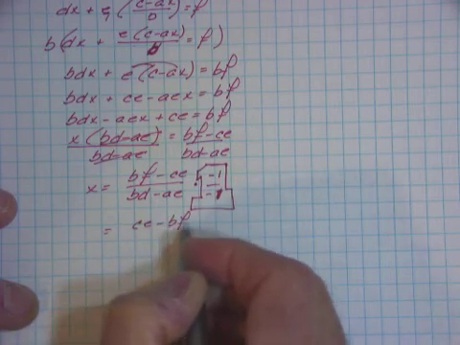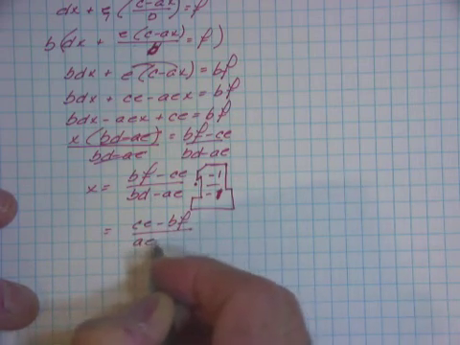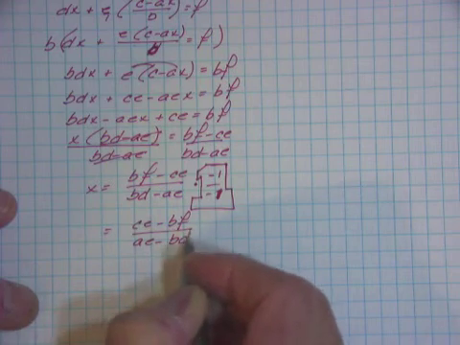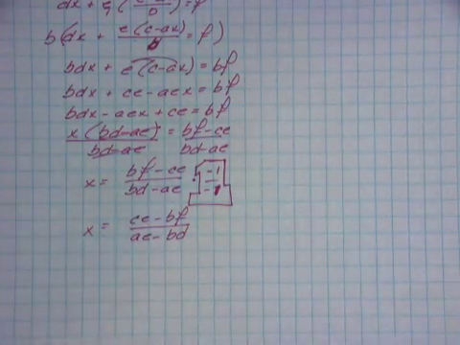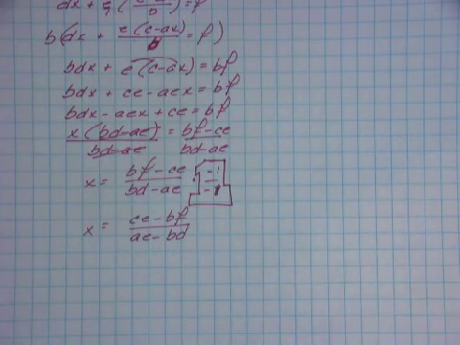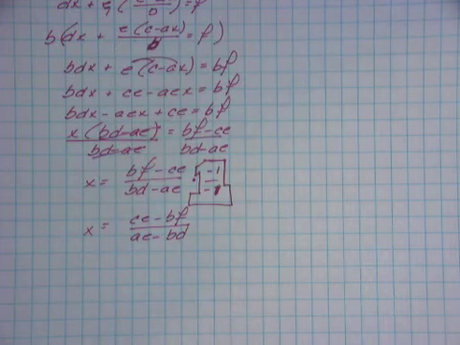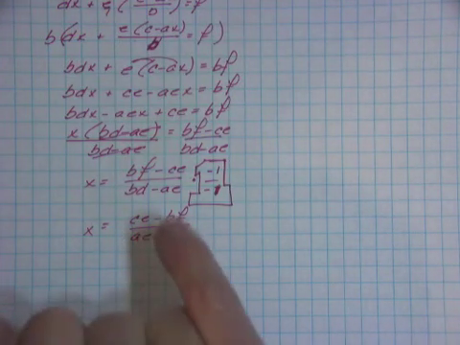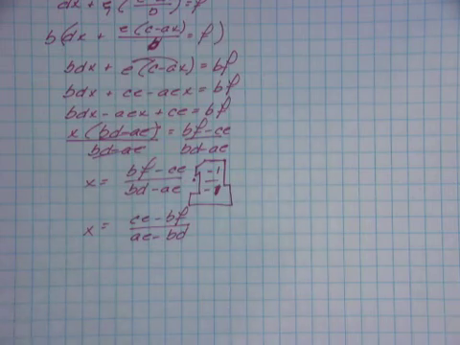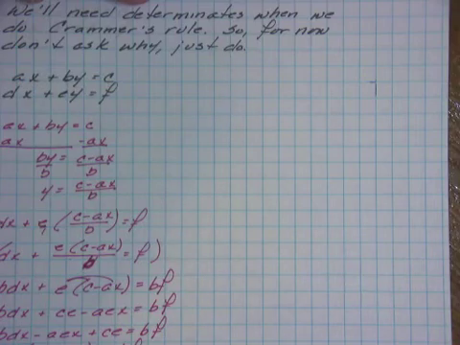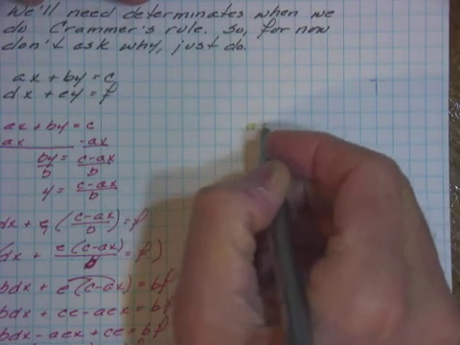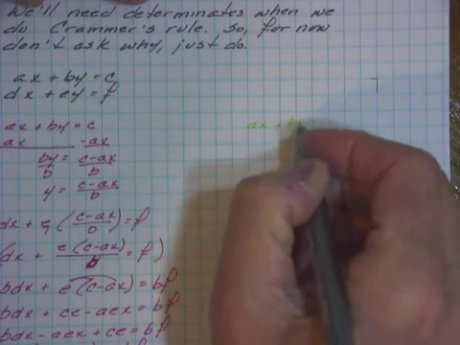What it does is change the order of these terms. So now I've got ce minus bf over ae minus bd. That's what x equals. We could have been solving systems of equations this way all along, and you can do it now if you want to. So ce minus bf over ae minus bd is what x will equal. Now, we're not done though. We've got more math to do, because now we're going to go over here.